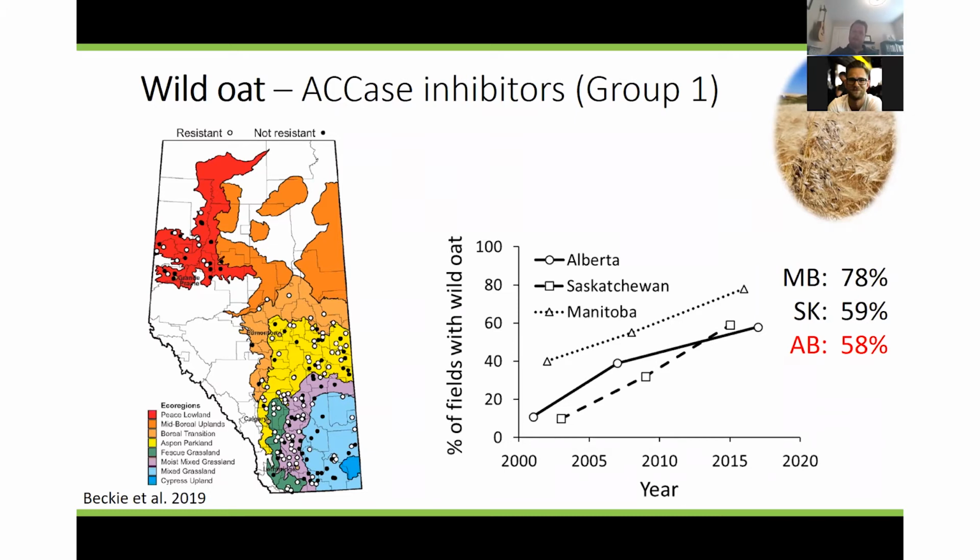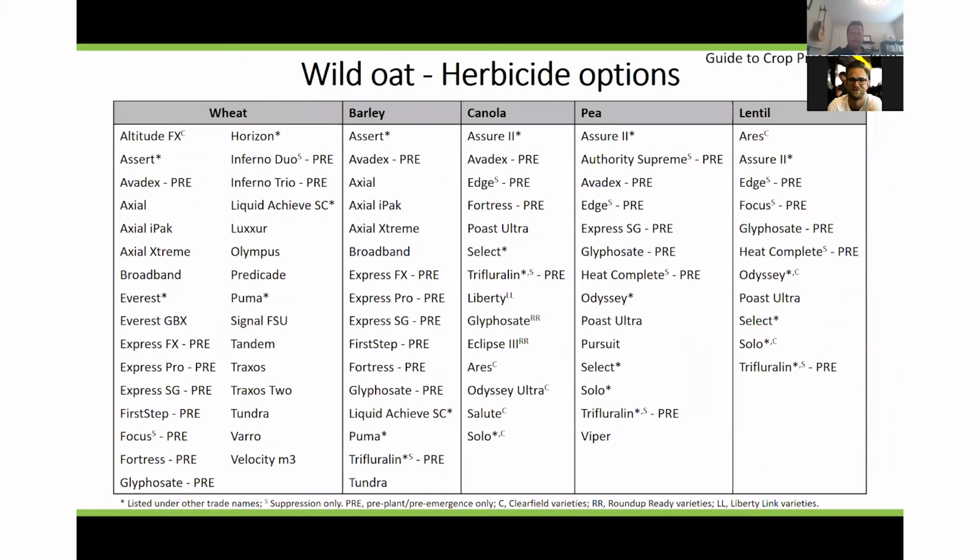In Alberta, we're sitting at about 58% of those fields having Group 1 resistance in wild oat, and looking at the map, covering essentially from the very south all the way up into the Peace region. This can be an issue for growers when we're looking at herbicide options. These options come directly from the 2019 Guide to Crop Protection, or the Blue Book, so if there's any deviation, that's on them, it's not me.